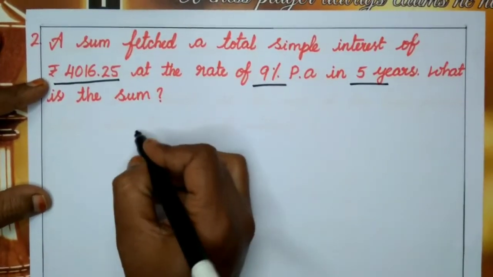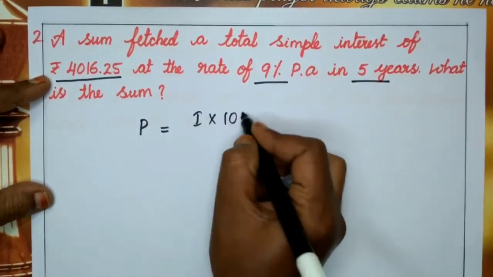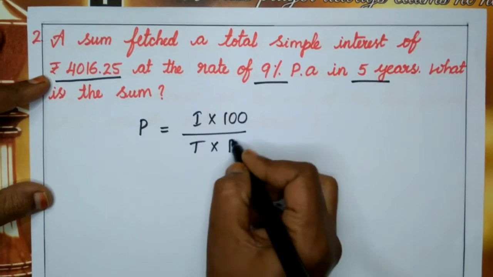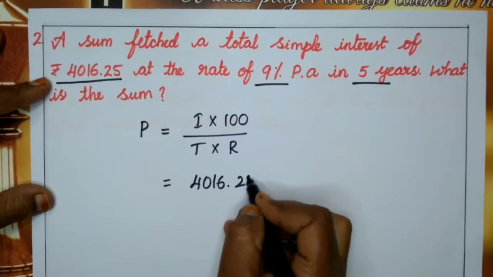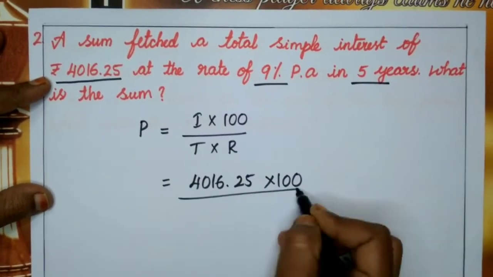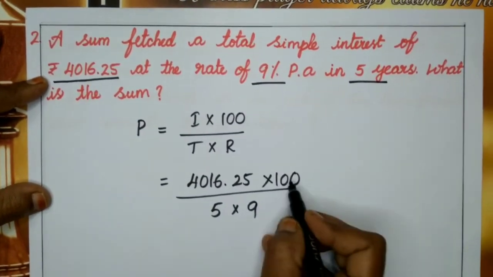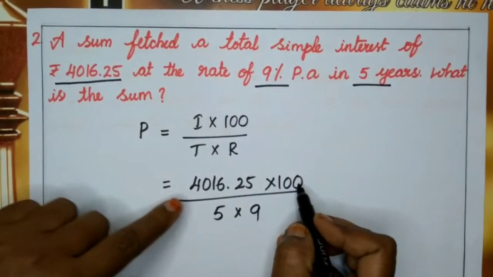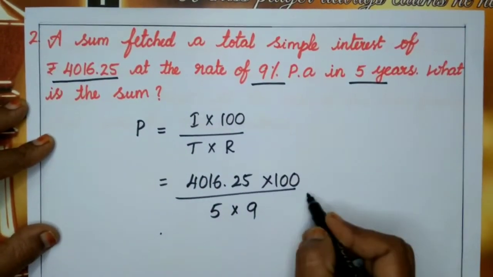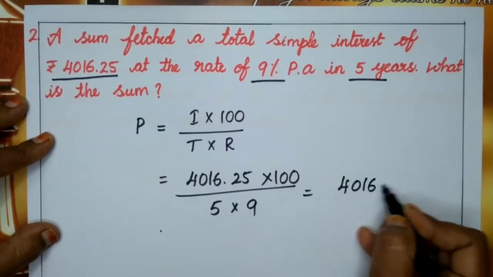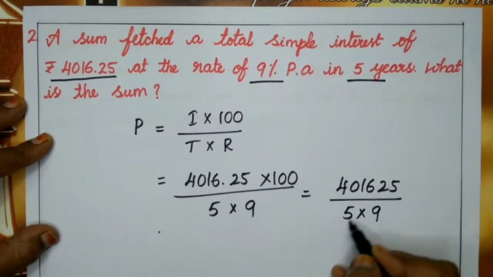So directly we can calculate the principal here. Principal is equal to, we know the formula, no? I into 100 by T into R. What is I here? That means 4016.25 into 100 by TR. T is nothing but 5, R is nothing but 9, rate of interest. Now, when we are multiplying any decimal with 10, 100 or 1000, the decimal will be shifted to the right side. So this 100 will disappear, leaving 4016.25 by 5 into 9. So I'll cancel here the 5 table.